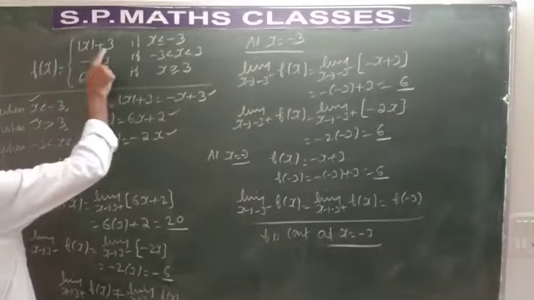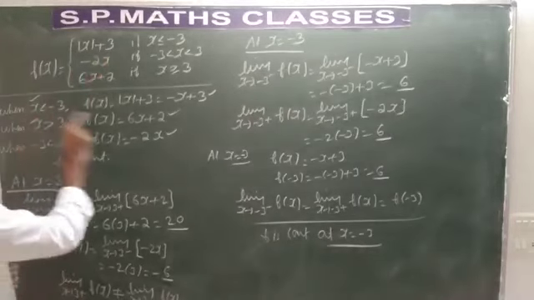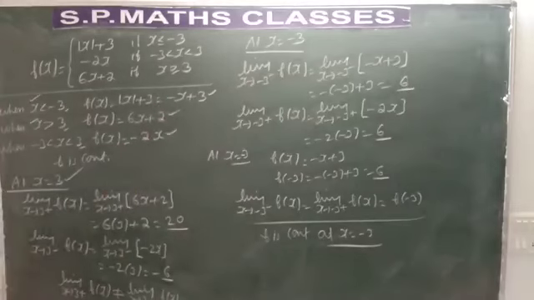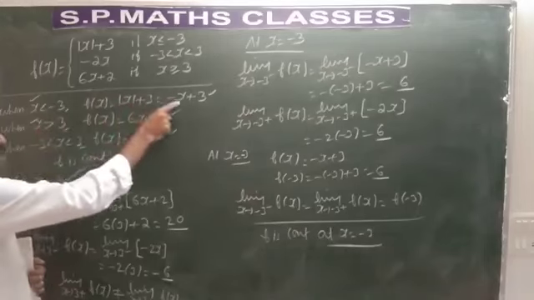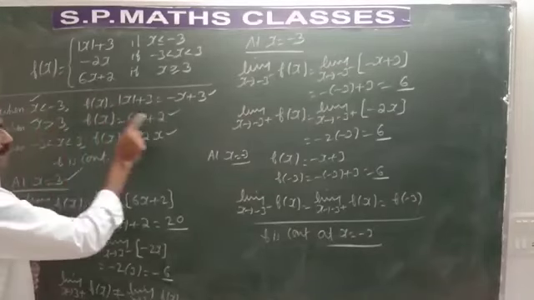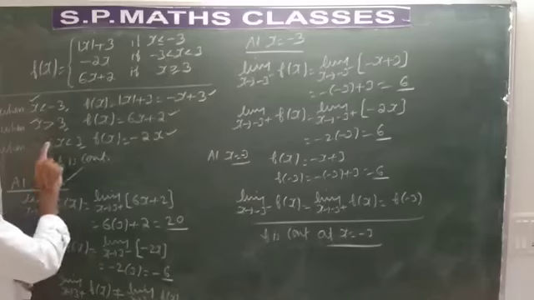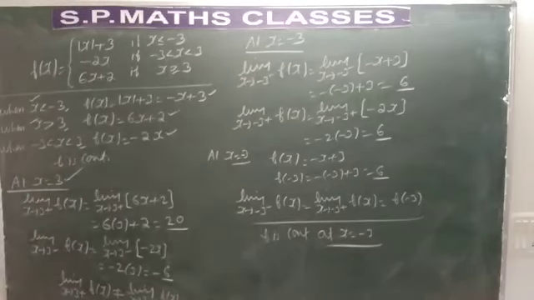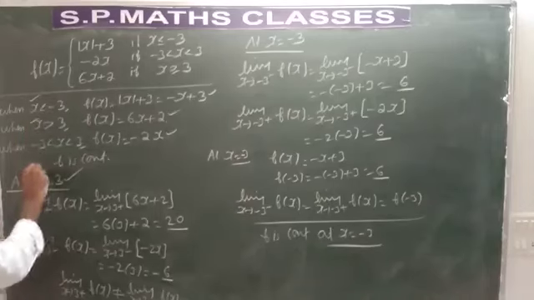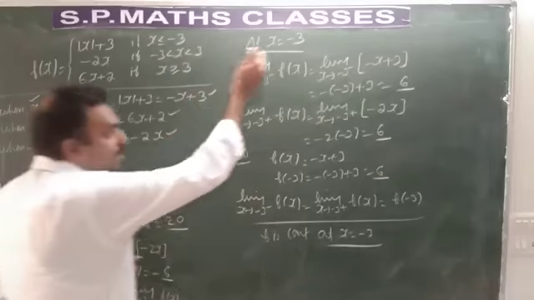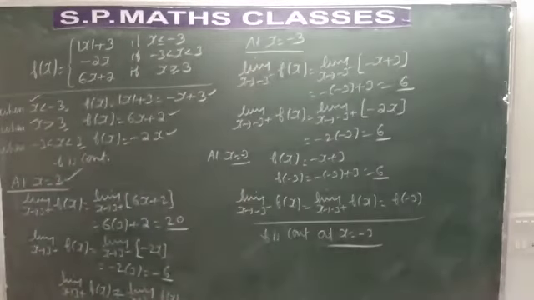This is modulus x plus 3. When x is less than minus 3, it should be taken as minus of x plus 3. That's important. For x less than minus 3, it is continuous. For x greater than 3, it is continuous. For x lying between minus 3 and plus 3, it is continuous. So f is continuous. We need to test at only 2 points. At x equal to 3, it is not continuous. At x equal to minus 3, it is continuous.